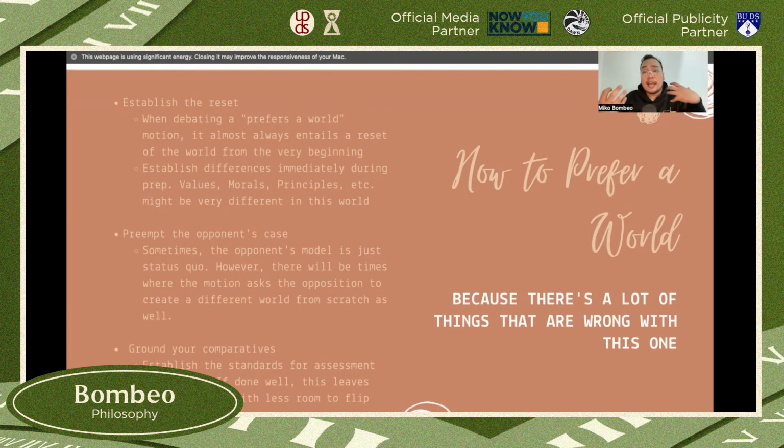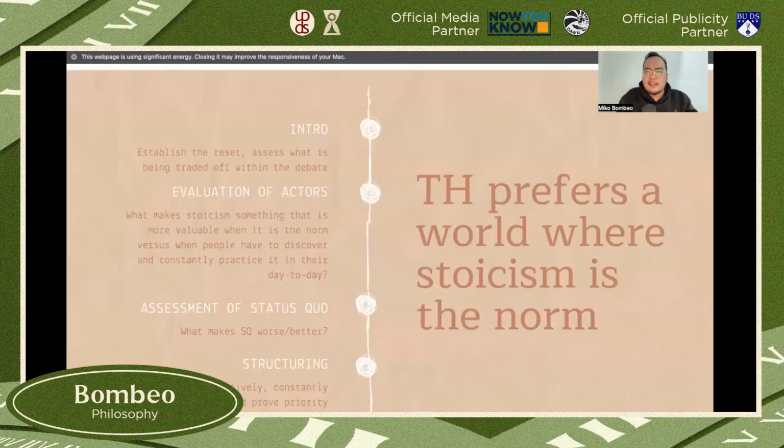And you have more time to talk about your extensions, you have more time to present your responses, you have more time to generally just debunk the case that your opponent tries to create within the debate. So that's how you prep, or that's how you approach a preferential world motion. I think the next one is an example.